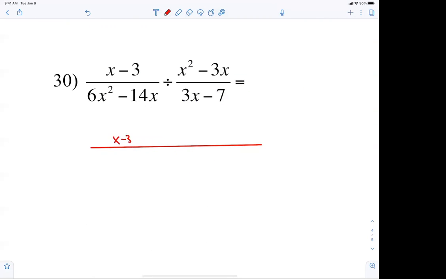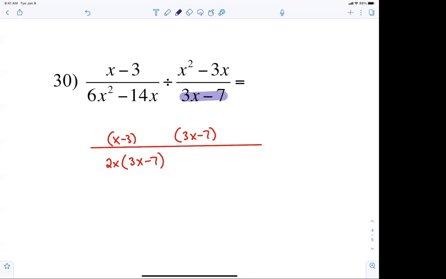x minus 3. The bottom, what's common? 3. No, not 3. I take it back. Common 2x. Thank you. What's left behind? 3x minus 7. Oscar, can we get one right today, please? All right. Now, where does this 3x minus 7 go? On the top.